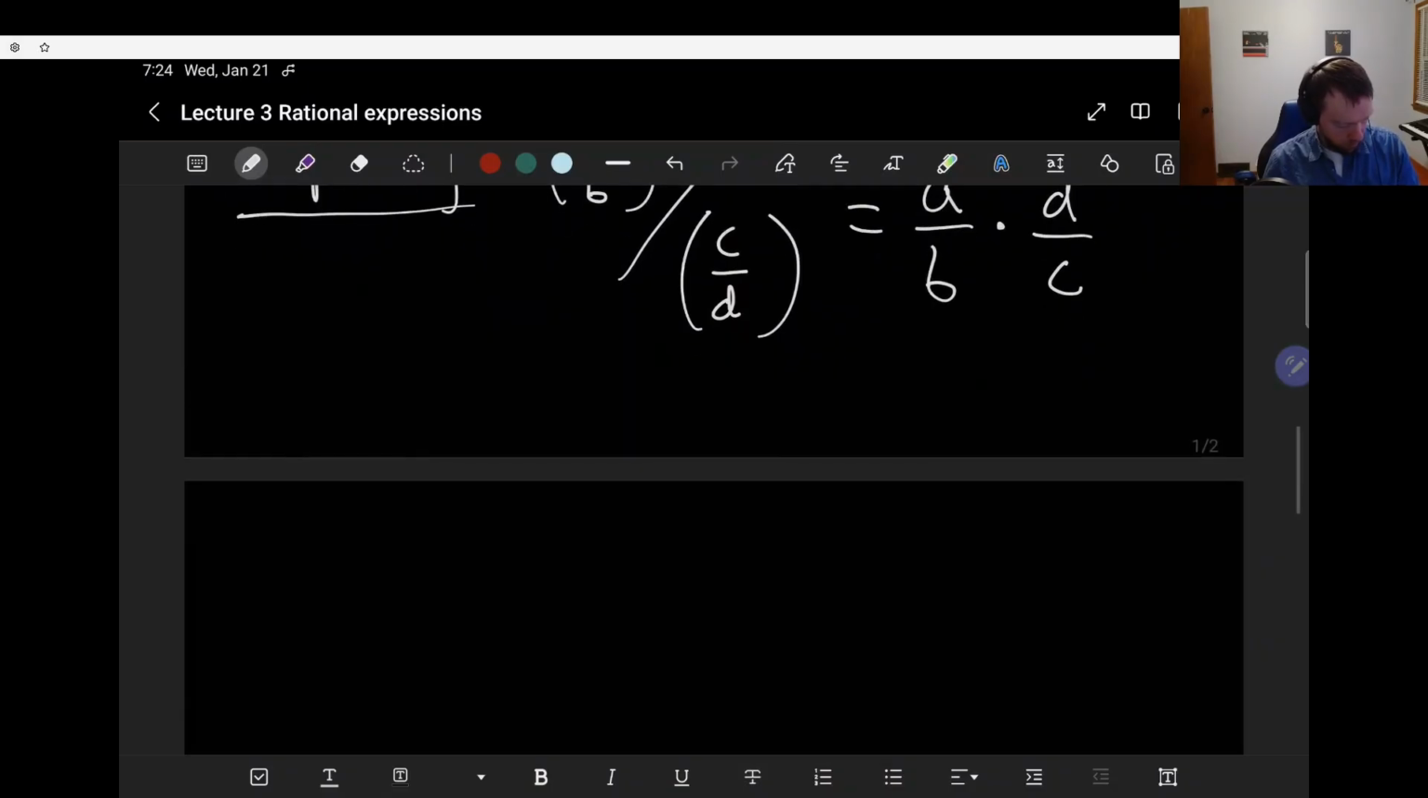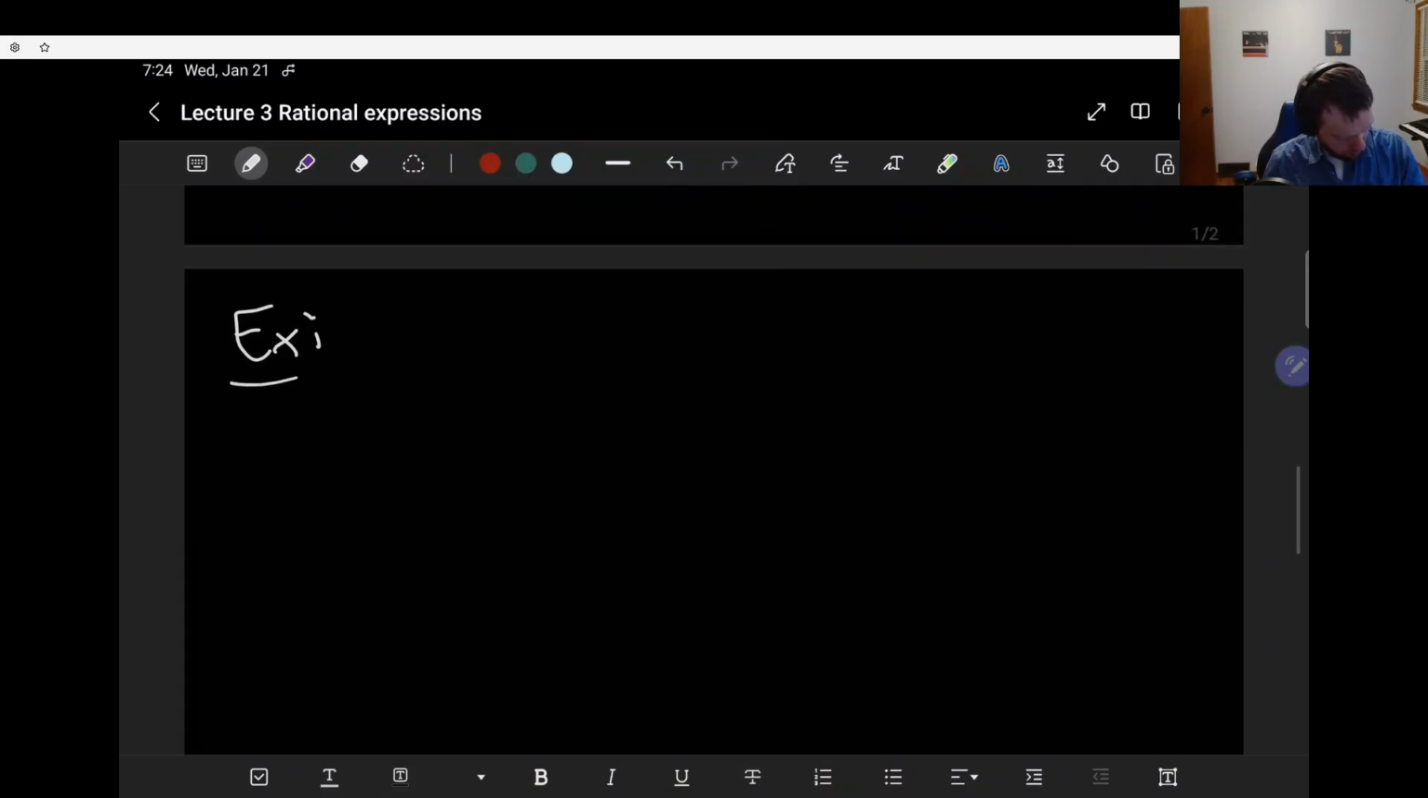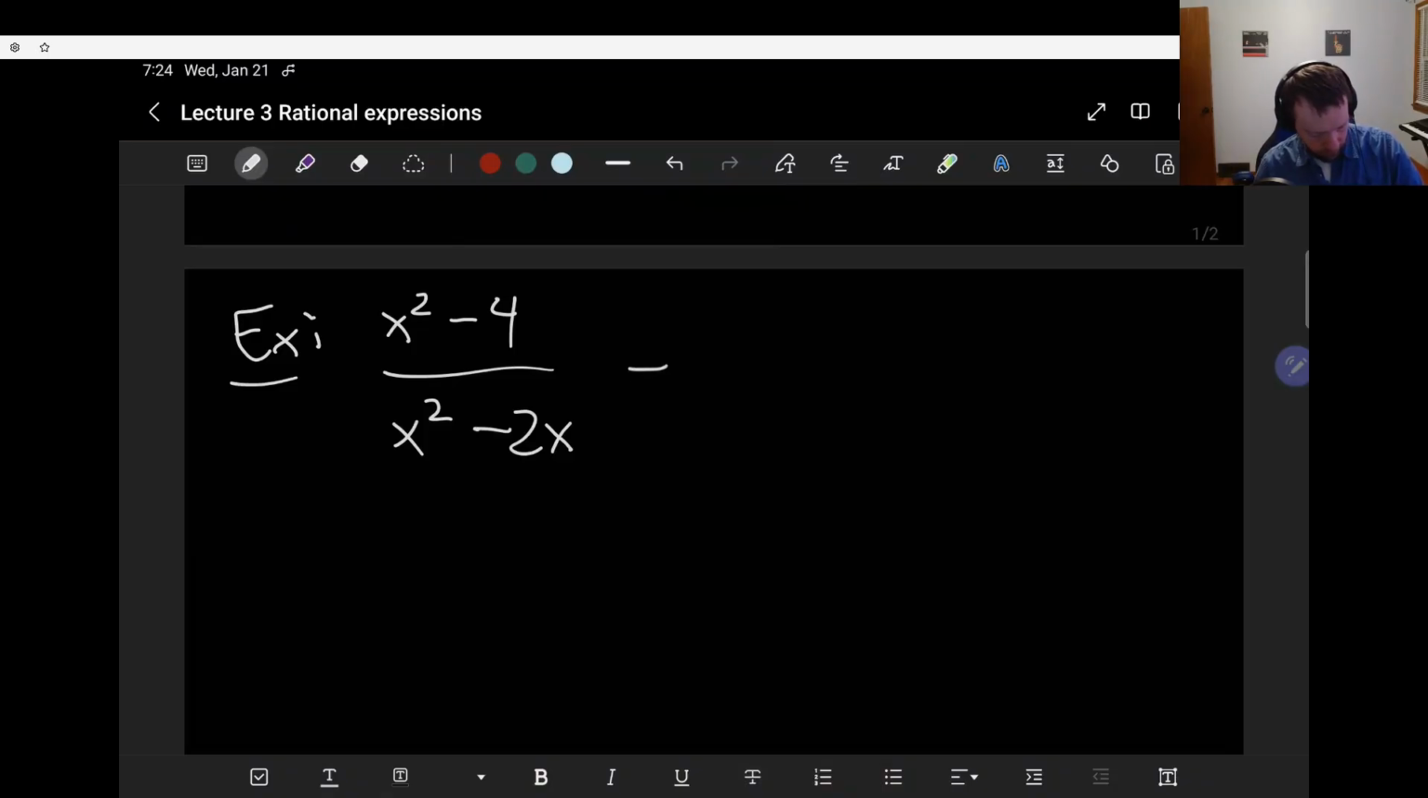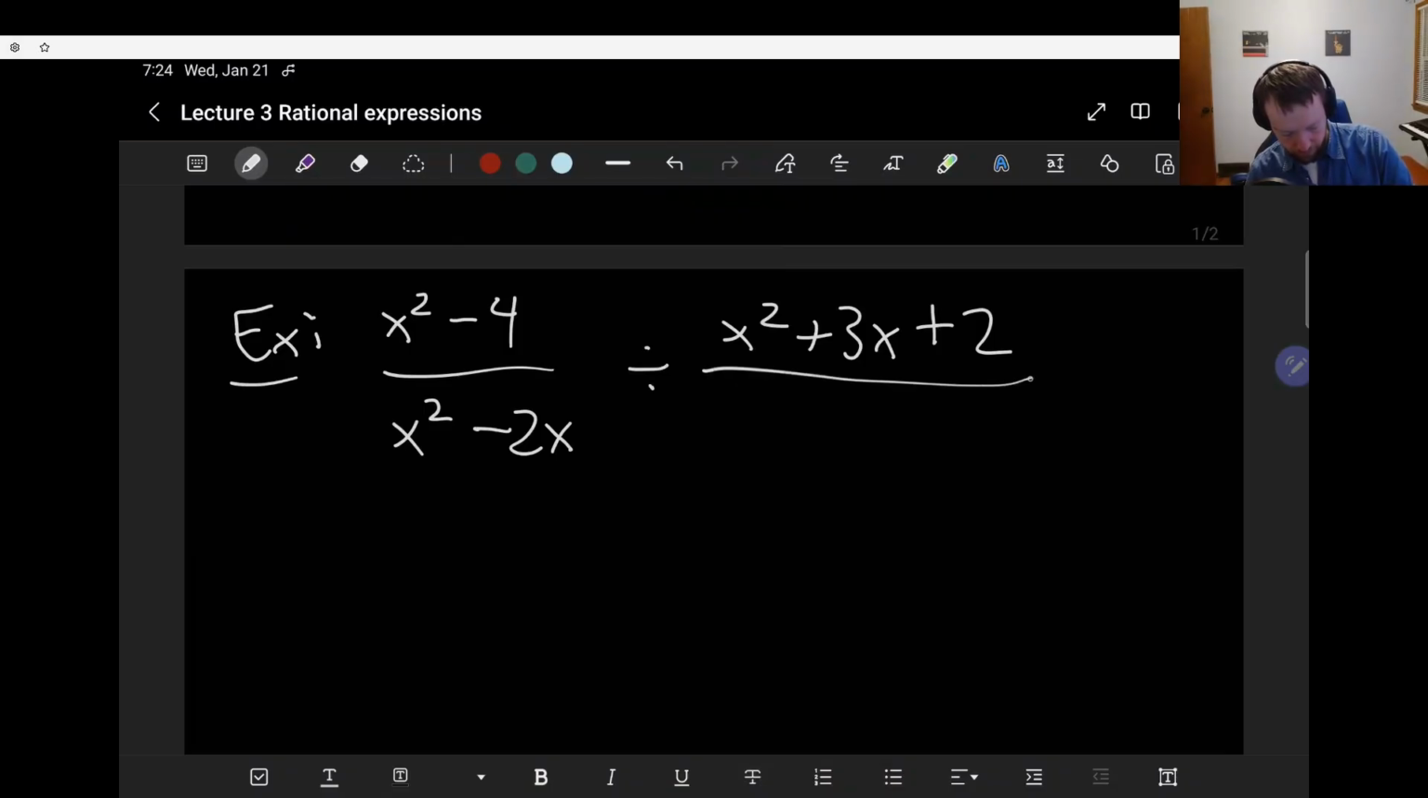So we'll do one example with this. x squared minus 4 over x squared minus 2x, divided by x squared plus 3x plus 2 over x.